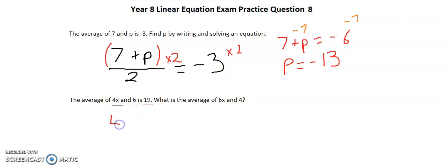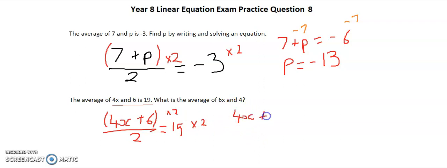So it says average of 4x and 6, again I'll divide that by 2, is equal to 19. So just like before, same thing applies. I need to get my x by itself, and to do that I need to think of my numerator is in brackets. So I need to get rid of the denominator. So that means I need to times by 2. If I times both sides by 2, that gives me 4x plus 6 is equal to 38.